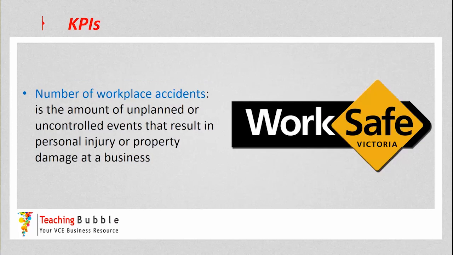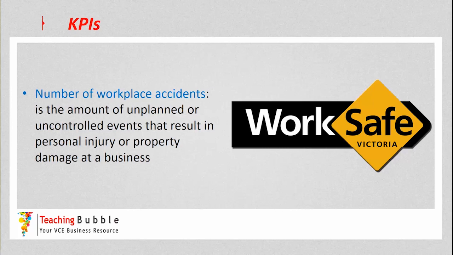And the final KPI is the number of workplace accidents, which is the amount of unplanned or uncontrolled events that occur within a business and result in personal injury or property damage. Now, a business has an obligation to adhere to all occupational health and safety standards stipulated in the Safe Work Act, and employees also have the right to be safe at their workplace.